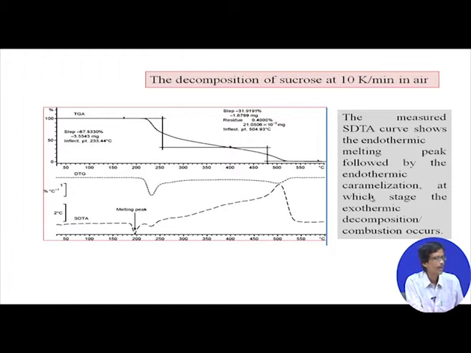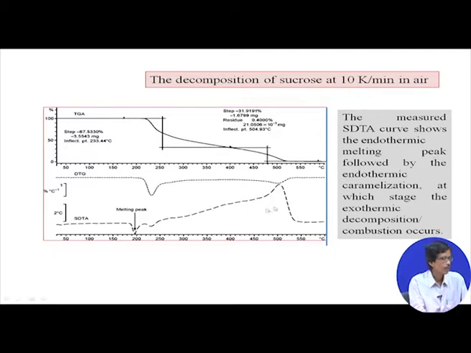So, this caramelization process is taking place due to the melting process, when sucrose reaches the melt condition. The sucrose melt basically gives us the corresponding caramel that we use for making cake, pastry and all these things, which are very useful processes. At which stage the exothermic decomposition and combustion also occurs.